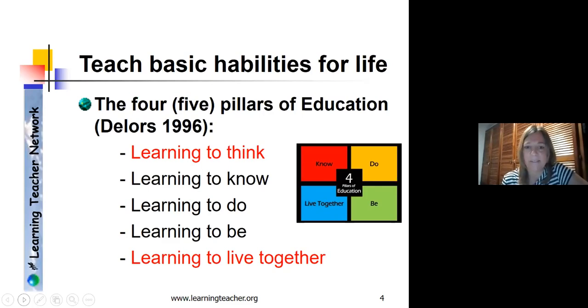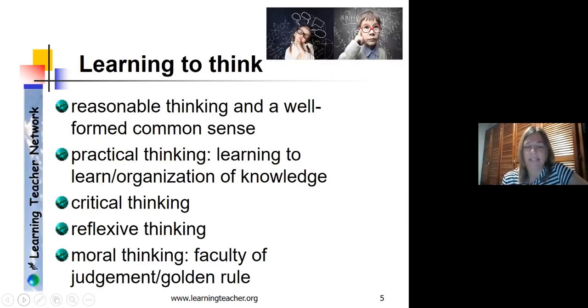Okay, next slide. Just to get a bit deeper here, the learning to think means something like reasonable thinking, well-formed common sense, but also practical thinking. What I just explained, the critical thinking to recognize if there is some logical hint or disorder, reflexive thinking, the moral thinking, being able to have a judgment, to orientate on the golden rule, to have this orientation in the thinking.